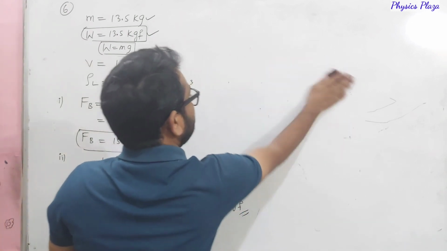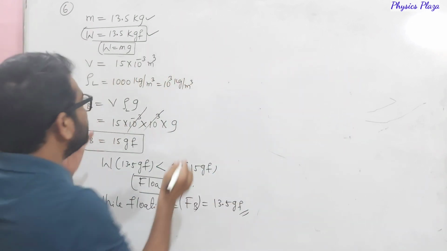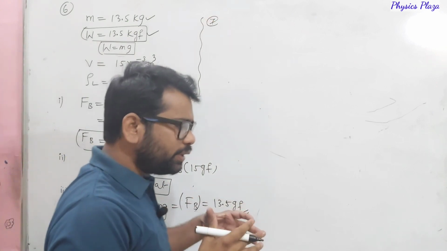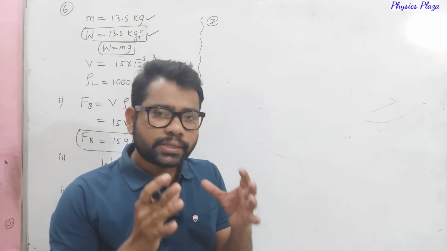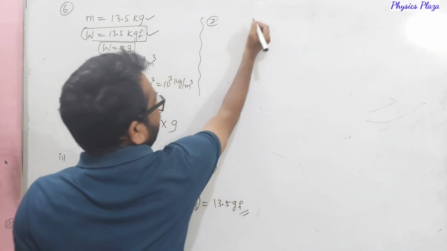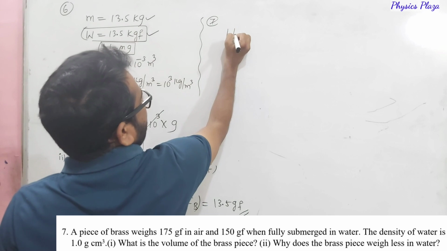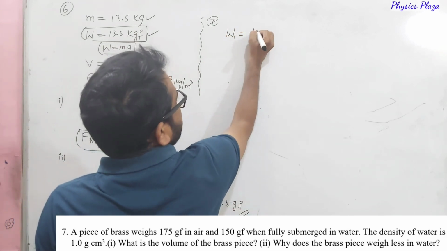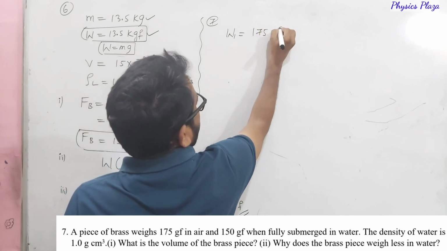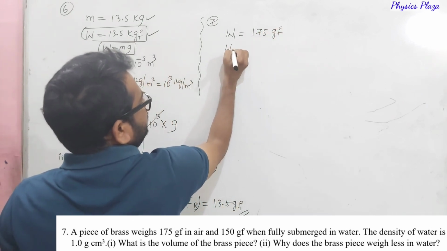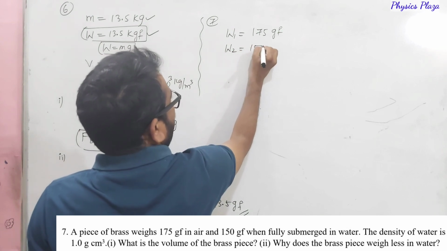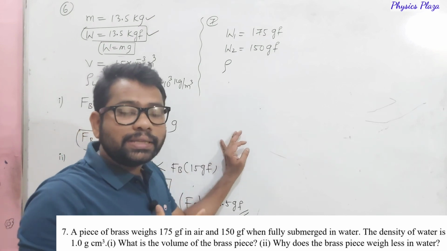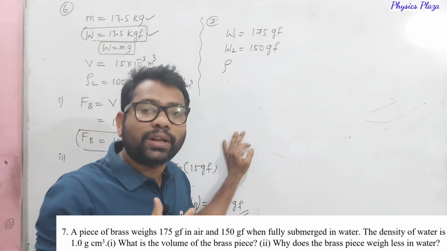Now let us move to numerical 7. It is given that a piece made up of brass has a weight in air of 175 gram force. W1, the weight of that particular material, is 175 gram force. When it is immersed in water, its weight is given as 150 gram force.